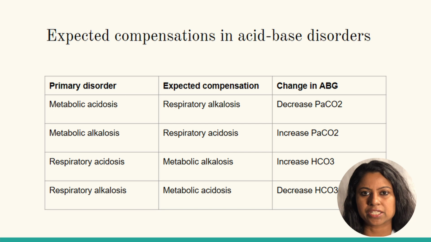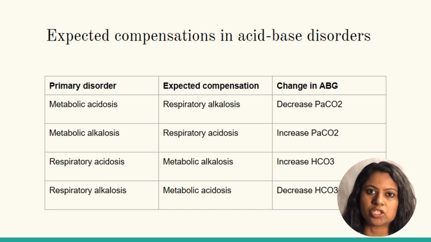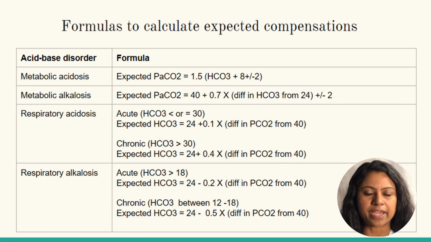Full compensation of an acid-base disorder almost never happens. If that were the case, the compensation would be able to rectify the pH and bring it in the normal range. However, partial compensation is seen a lot of times. To understand the degree of compensation that has happened, we need to use a few equations or formulas. The formulas to calculate the expected compensations are on the slide shown.